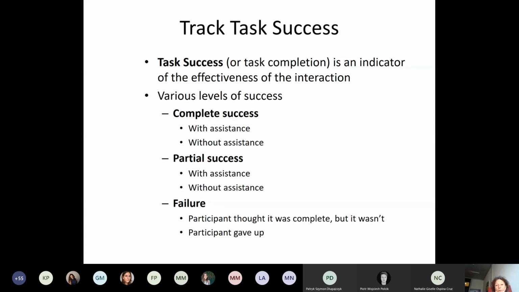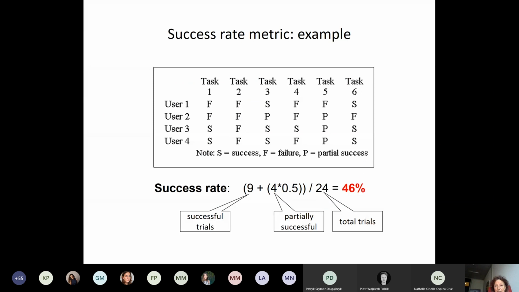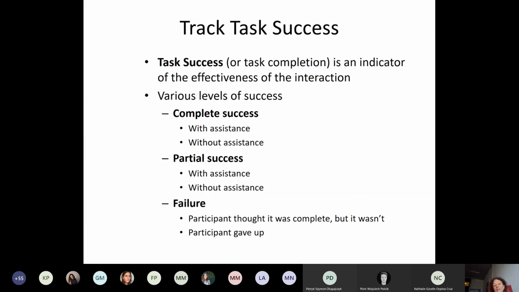Here are more qualitative measures about task success, and that is the slide that I was looking for before. So typically, that is a very quantitative measure that engineers like a lot because it's numbers and formulas. Task success is one of the possible indicators of how effective the interaction is and how easy the application is to use. There are various levels of success.